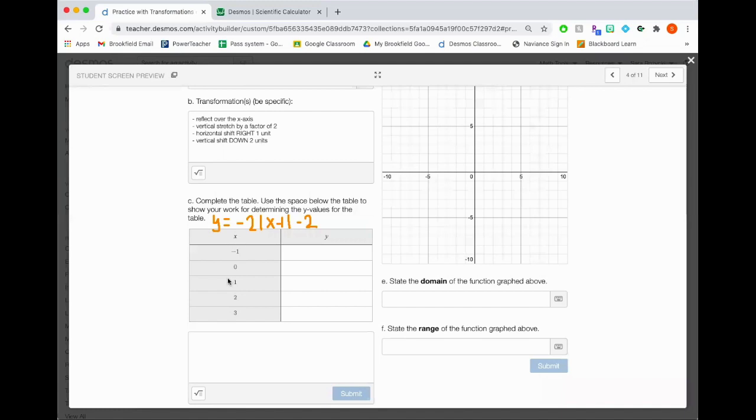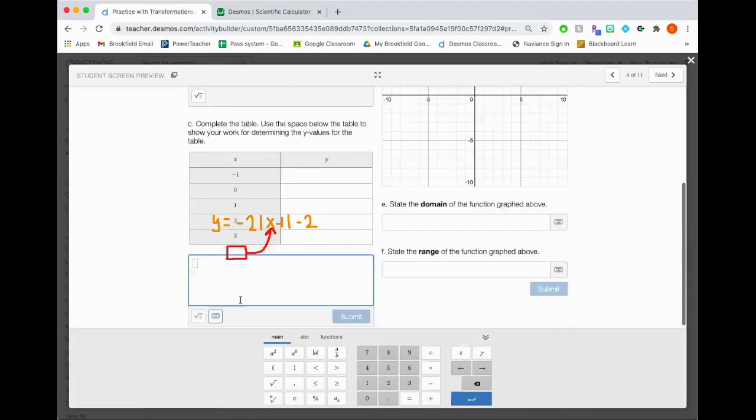This is going to look a little sloppy, but pay close attention. So I want to take these x values and plug them in for x. So let me just write it out first. y equals -2 absolute value, -1 minus 1 minus 2.